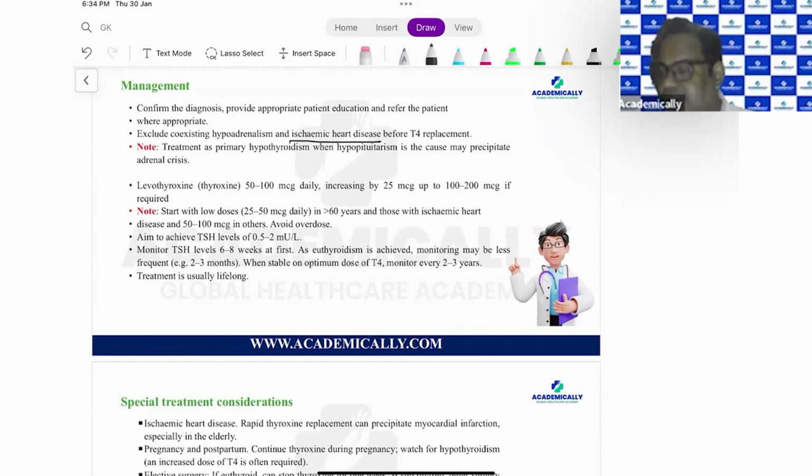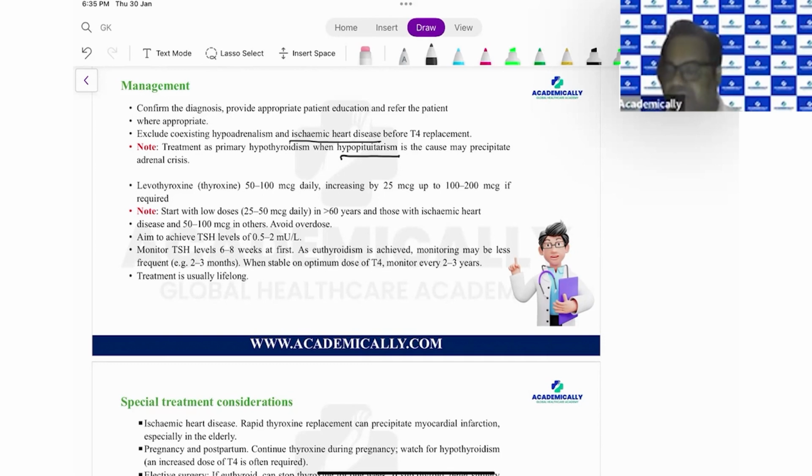Remember that. Why is this important? Because if it is a problem with the pituitary, hypopituitarism, and the adrenal hormones are also not replaced properly, then when you start treating with thyroxine, there might be tachycardia and this person will not be able to tolerate it. It will cause an adrenal crisis.